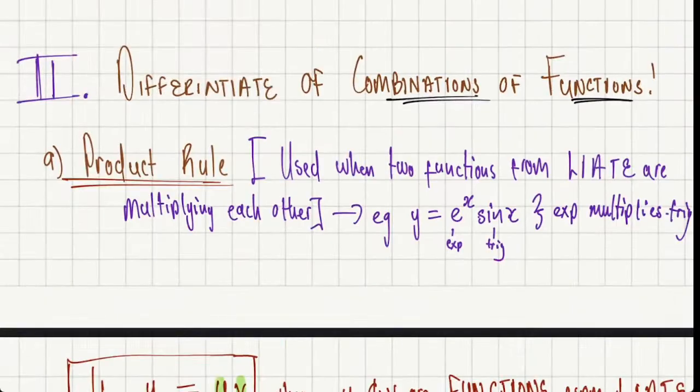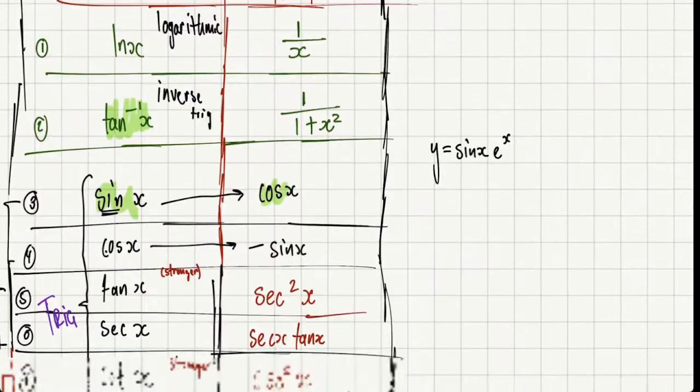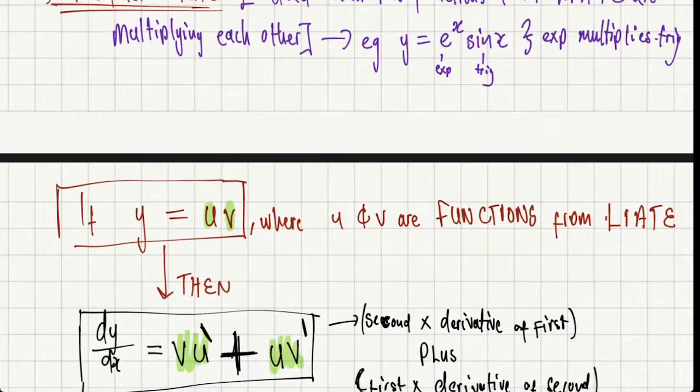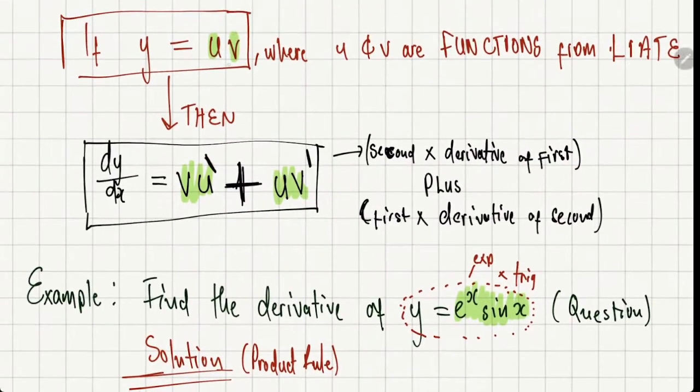When two functions in this table are multiplying each other, in other words, written next to each other, then you must use the product rule. The product rule, we saw it, it's if y is uv, what do you do? You bring the second one, multiply by derivative of the first, plus bring the first, multiply by derivative of the second. Second times derivative of the first, plus the first times derivative of the second. This is the product rule that you must practice.